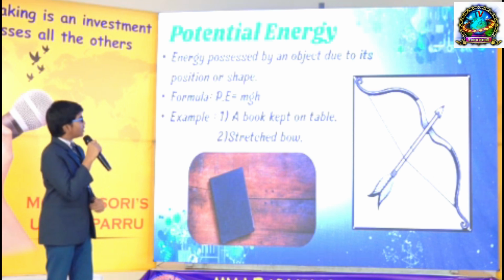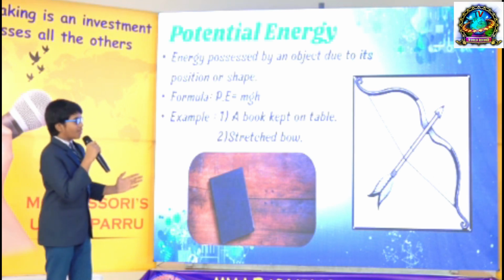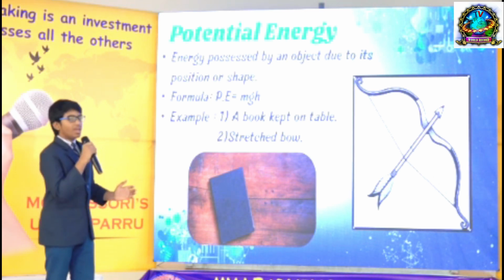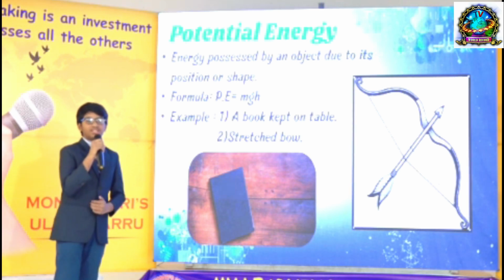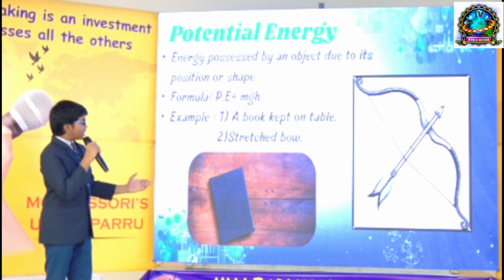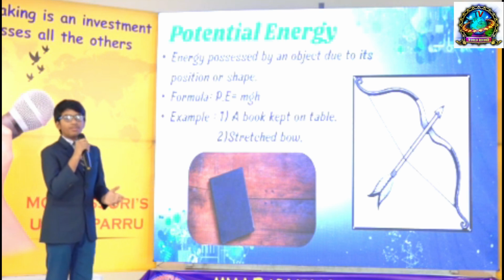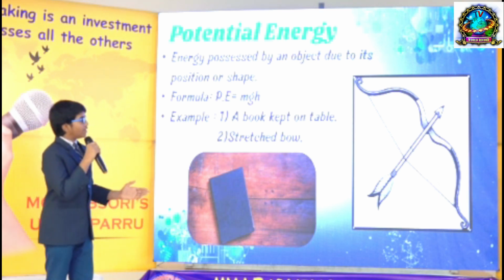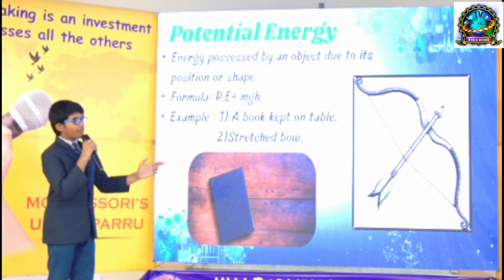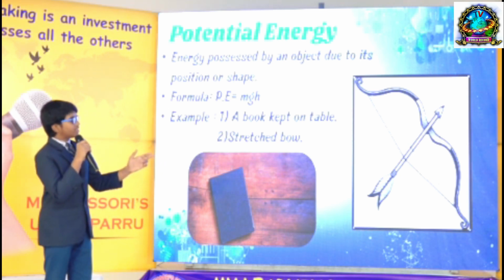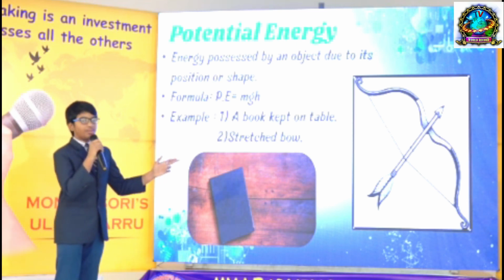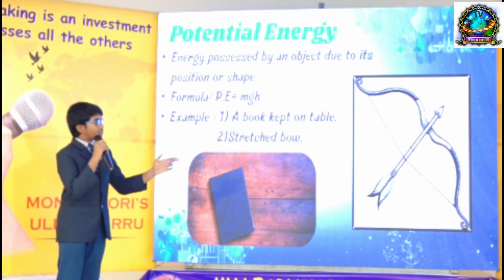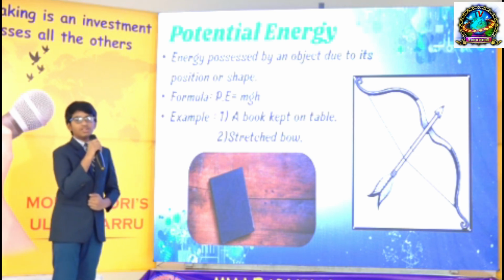Let us discuss its examples. A book on the table and a stretched bow. Here the book on the table is the best example for potential energy, because when we drop it, the book falls to the ground. Another example is the stretched bow. It is about shape. Whenever we cut the thread of the bow, it turns into its original shape. So it is also an example.